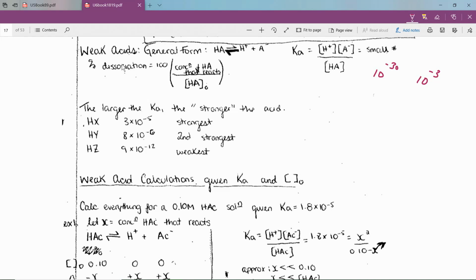One thing, dissociation, let me spell that right. Percent dissociation is 100 times the concentration of HA that reacts over the original concentration of HA. So that is just like percent reaction 2 chapters ago when we were talking about equilibrium. And we're going to use these calculations.